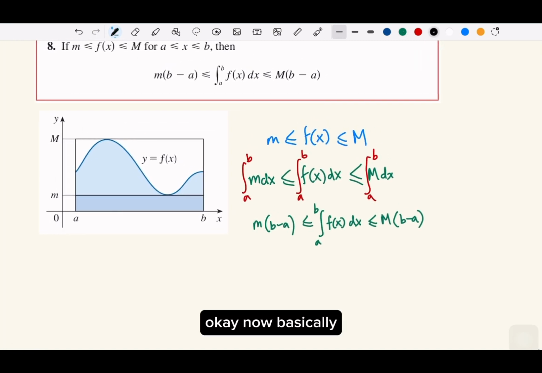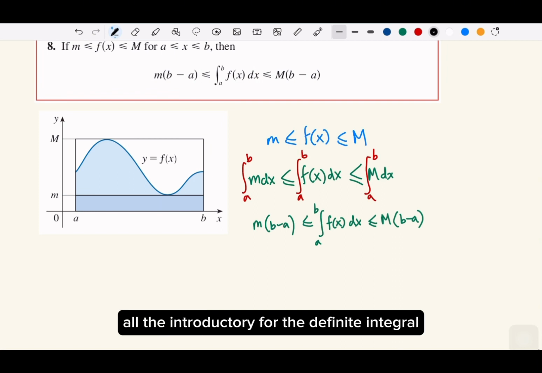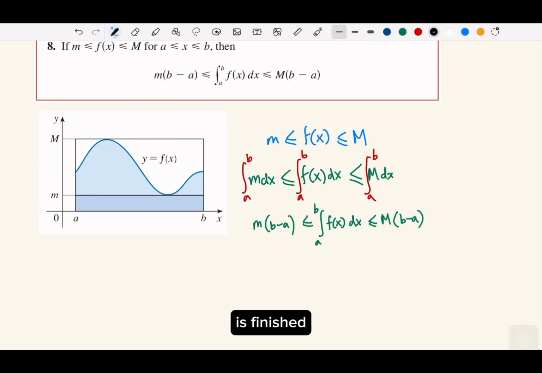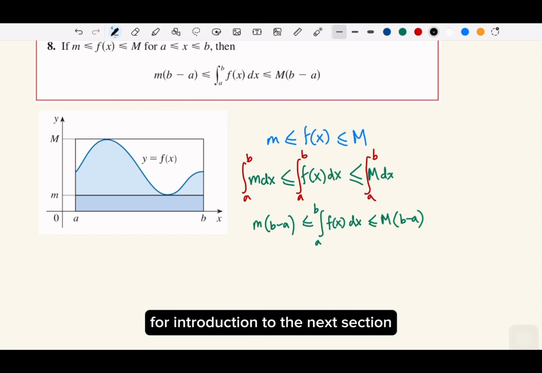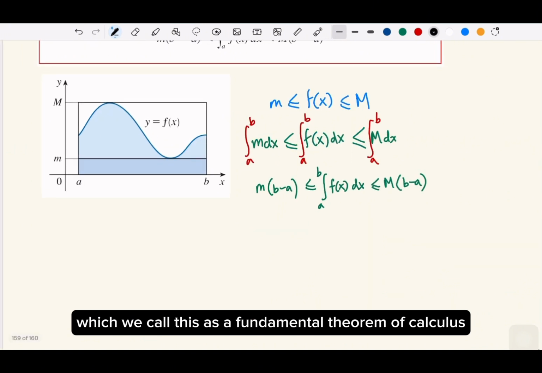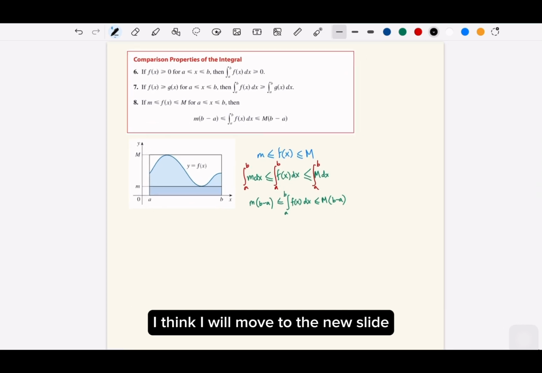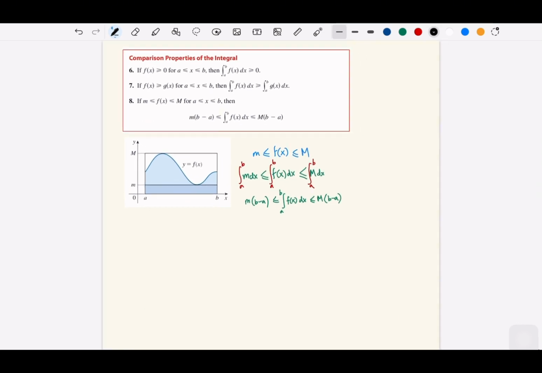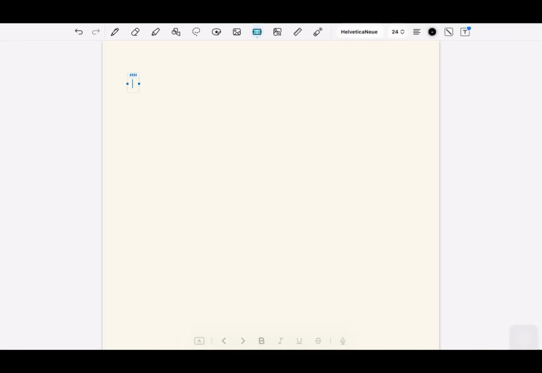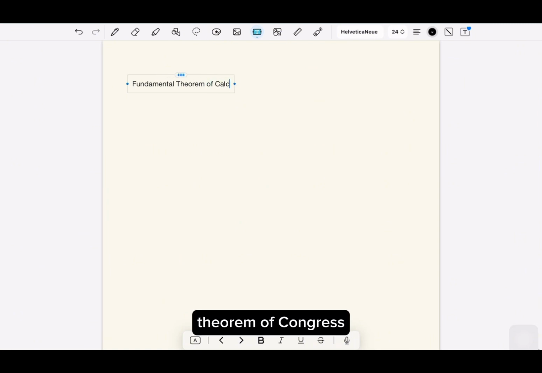Okay, now basically all the introductory for the definite integral is finished. I would like to move a little bit for introduction to the next section, which we call the fundamental theorem of calculus. I think I will move to the new slide. So, fundamental theorem of calculus.